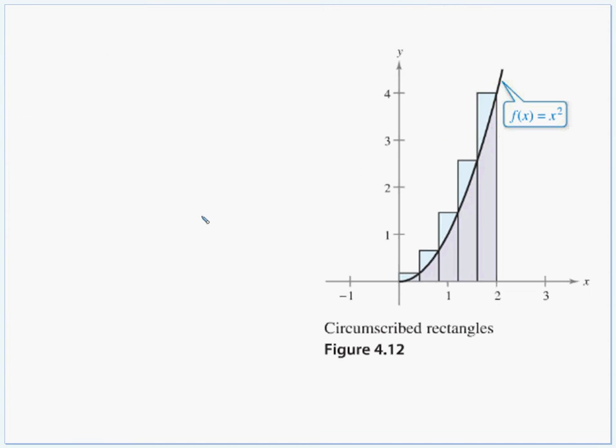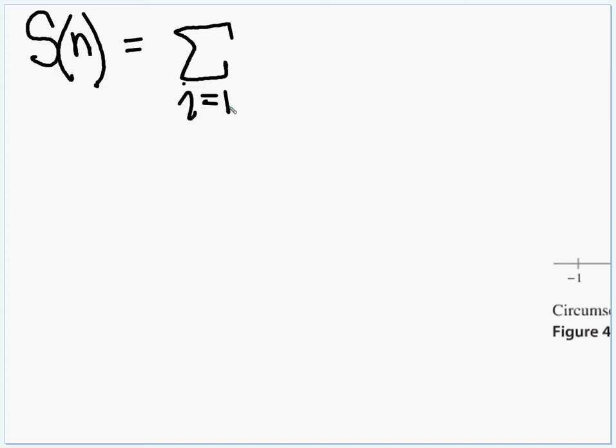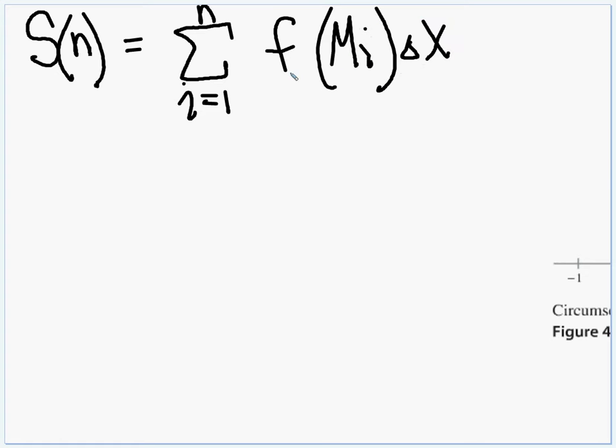So let's do all that again, doing right endpoints. That will be our circumscribed rectangles. Technically, this is kind of going to be an overestimate. So remember, for these upper sums, we use capital. So this will be capital S of n is going to be our summation from i equals the first rectangle to the last, the nth, f of capital M sub i times delta x. F of the function is our height, delta x is the base.